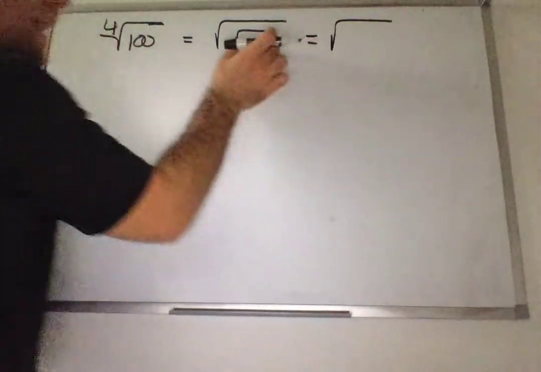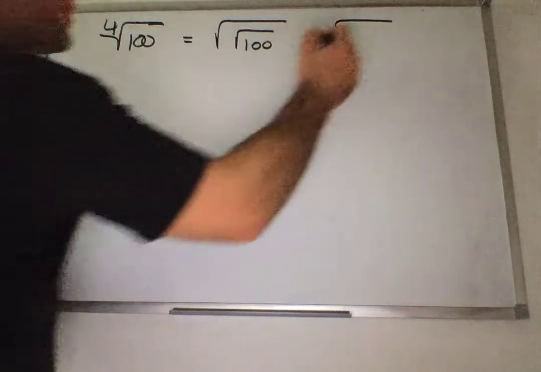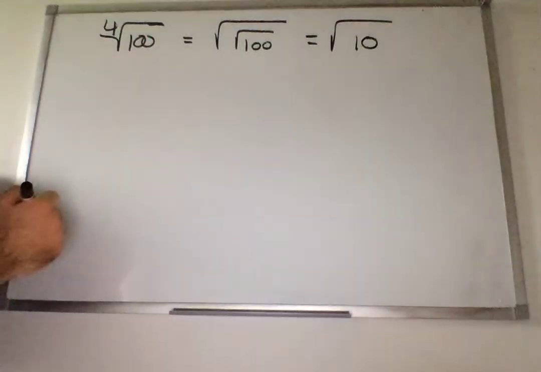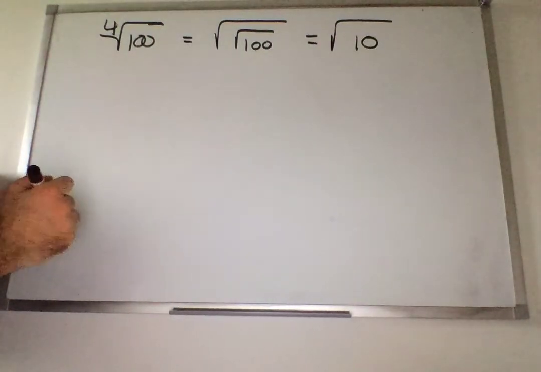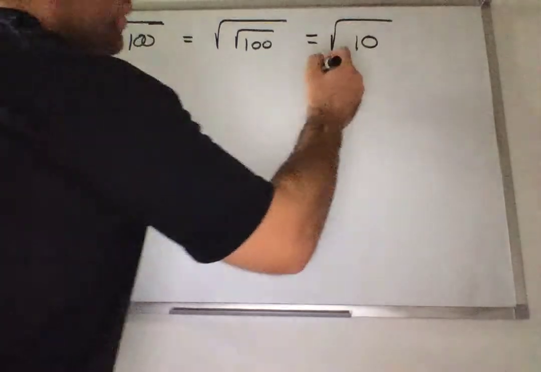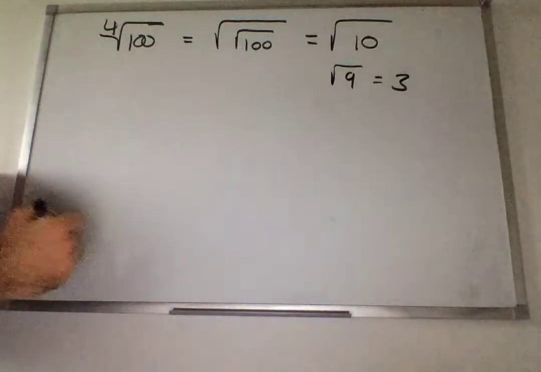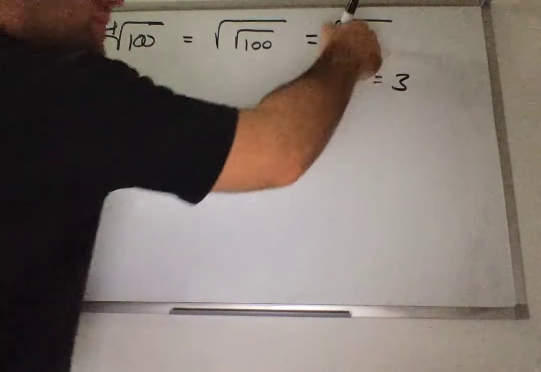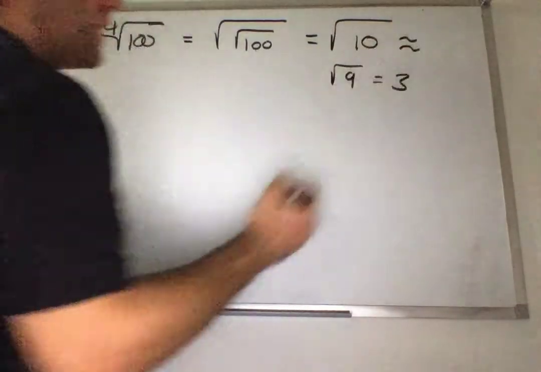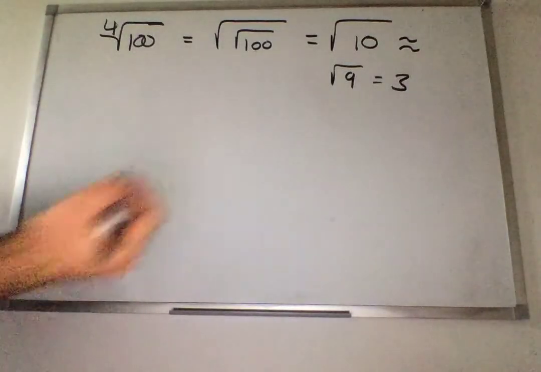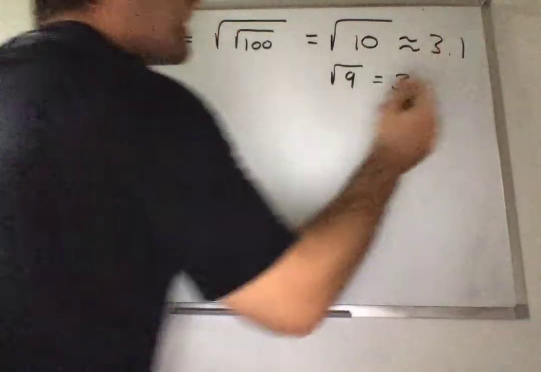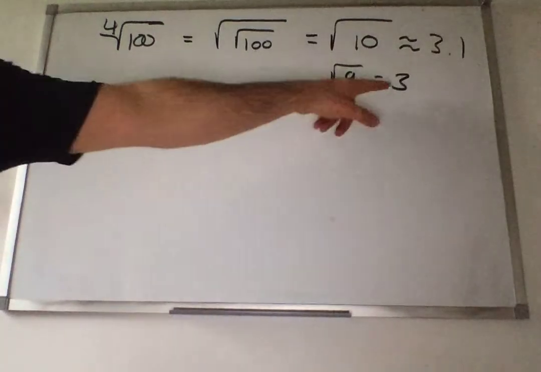Well, the square root of 100 is 10. Now, the square root of 10, we're going to approximate it. The square root of 9 is exactly 3, so the square root of 10 should be approximately, I don't know, just take a guess. I'm going to say 3.1, something a little bit above 3.